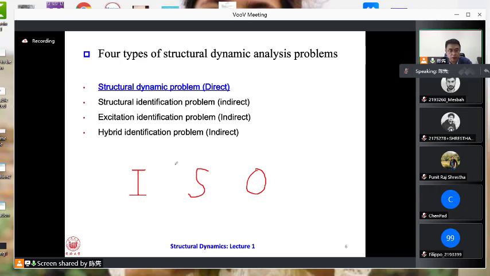In this course, we are learning how, when I give you the input and the structure, you need to calculate the output. Like, this is one building, this is a load. I give you these two, you calculate this one. So this we call direct problems.